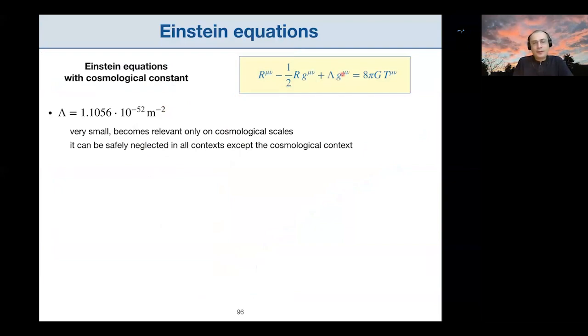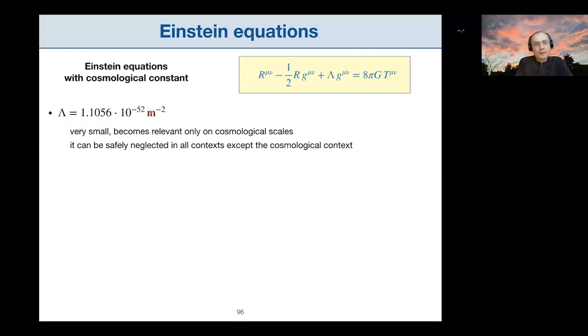There are two important things to realize regarding the cosmological constant. First of all, it must be a constant. It cannot vary with the position or with time. It's easy to see. If you take the divergence of these equations, the divergence of the right-hand side vanishes because of the conservation of the energy-momentum tensor. On the left-hand side, the divergence vanishes because of the Bianchi identities. So we are just left with the derivative of lambda, which also must be zero. So lambda is just fixed once and for all for our universe.